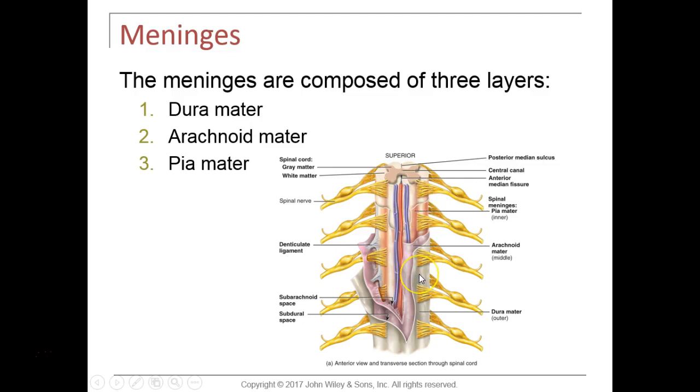So those are the three layers from more superficial to deep. You have the dura mater on the outside, the subdural space, the arachnoid mater, the subarachnoid space, where cerebrospinal fluid flows around the outside of the spinal cord, and then you have the pia mater, which adheres to the outside of the spinal cord directly. Again, that's called the pia mater.